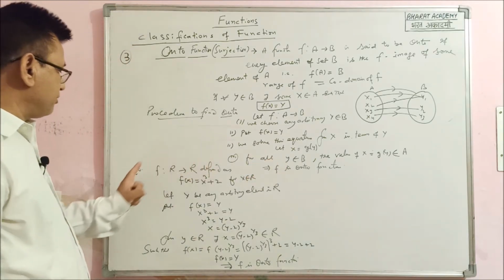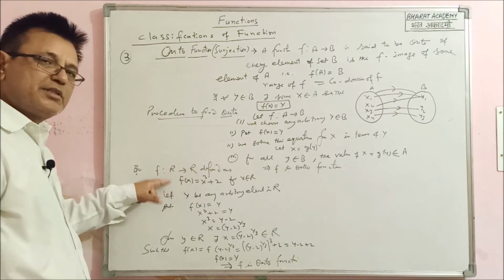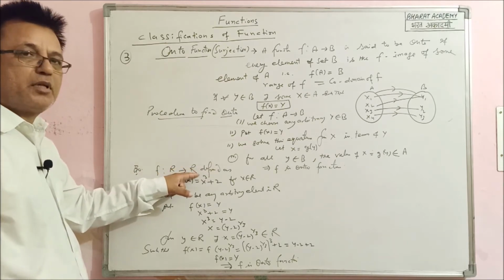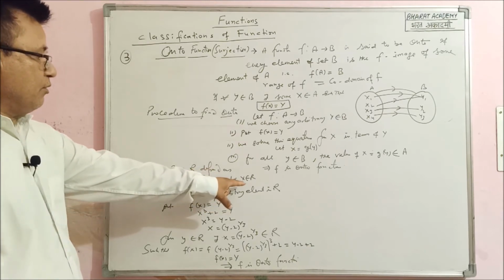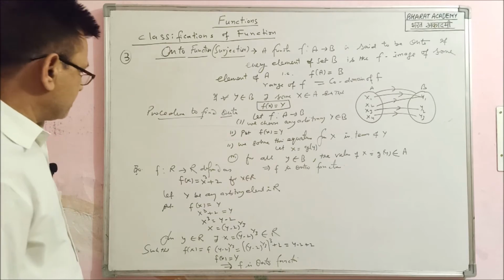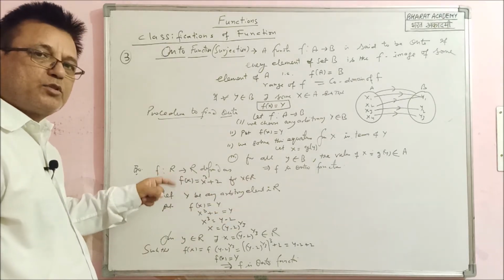I will explain it by this example. Suppose f is a mapping from R to R, R meaning the set of real numbers, which is defined as f(x) equal to x cube plus 2, where all x are real numbers. Suppose y is any arbitrary element in R, R meaning the codomain.